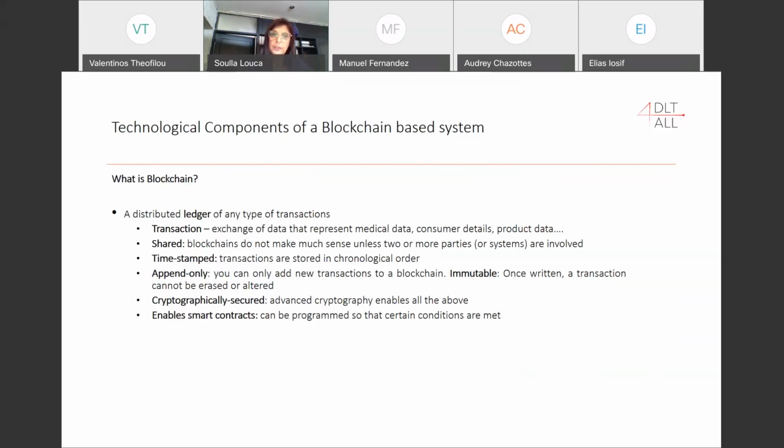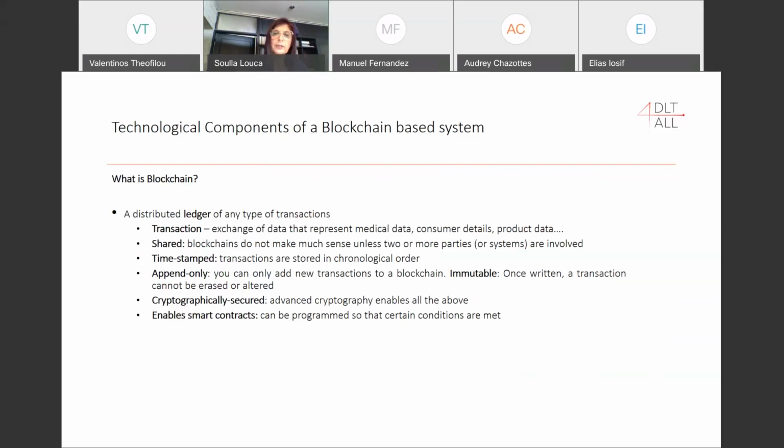It is shared. In other words, blockchains do not make much sense unless two or more people or parties are involved. We have to have a network, in other words, of different parties. The transactions are stored in chronological order, exactly when they occurred.